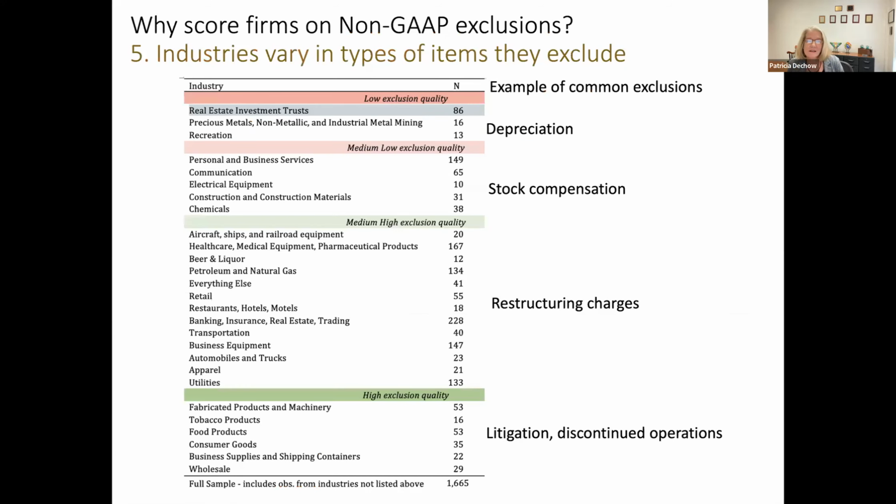And finally, another reason we think a non-GAAP exclusion score might be useful is that industries vary in the type of items that they exclude. Some industries really have low quality earnings or exclusions, and other industries seem more reasonable. So in real estate and mining, they exclude depreciation, which seems like a pretty normal charge, really. Other industries tend to exclude stock compensation. So you can get more of a feel for how industries vary, which I think is an interesting aspect of looking more deeply at the measures and getting a measure that lets you compare firms more easily.